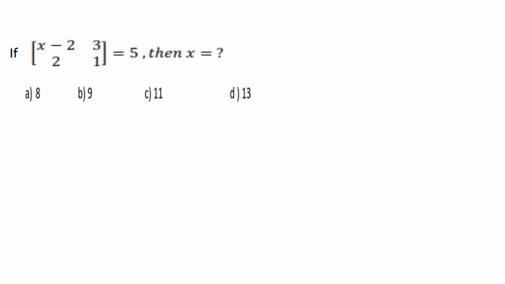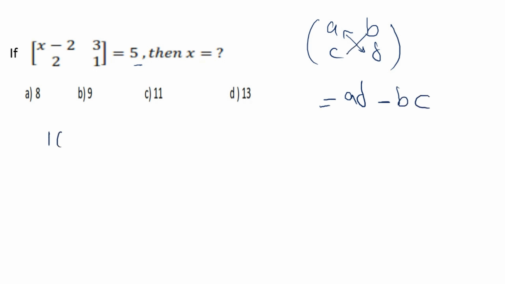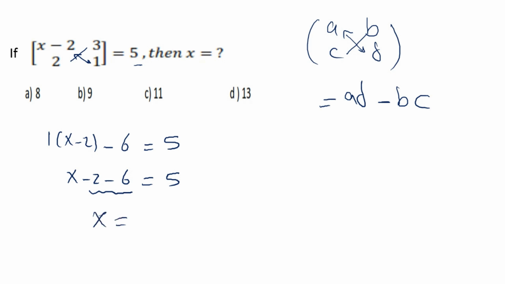The determinant of this matrix is equal to 5, and we know that if I want to find the determinant of a matrix A, B, C, and D, we find it by multiplying A and D minus B and C. So 1 multiplied by (x minus 2) minus 3 by 2, which is 6, is equal to 5. So x minus 2 minus 6 is equal to 5. Negative 2 and negative 6 is negative 8. Move to the other side, positive 8. So 5 plus 8 is equal to 13. So the answer is D.